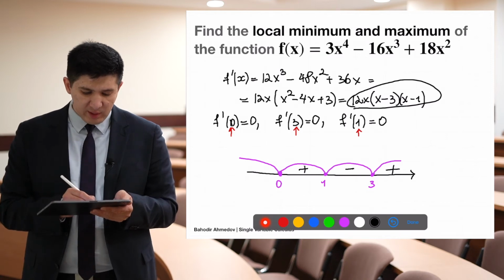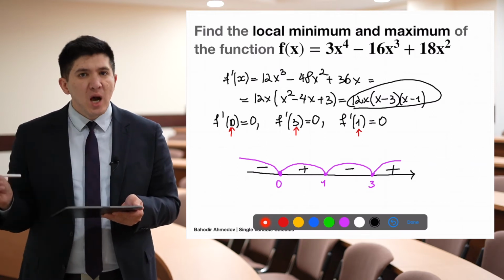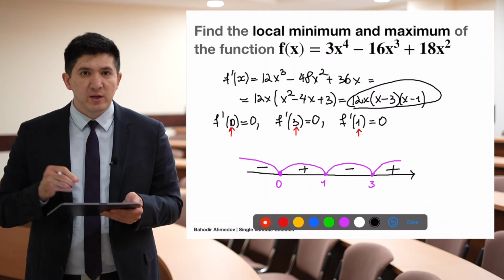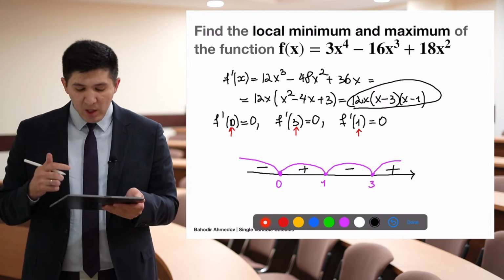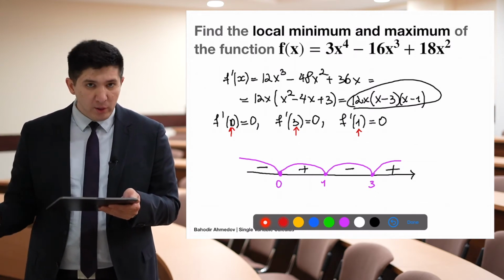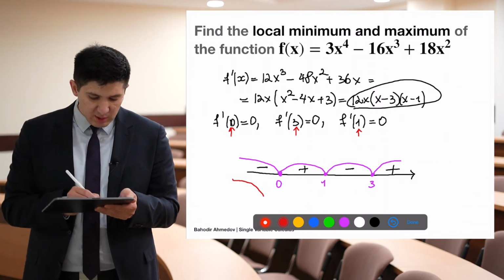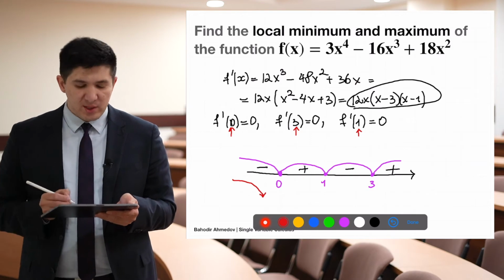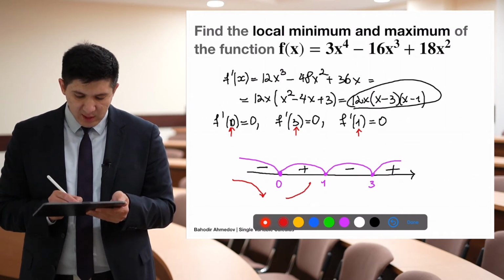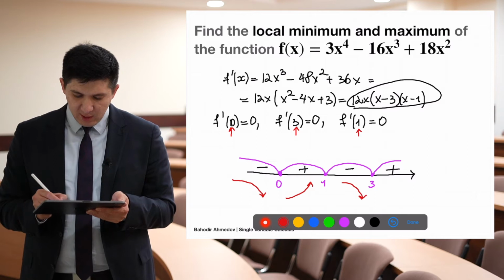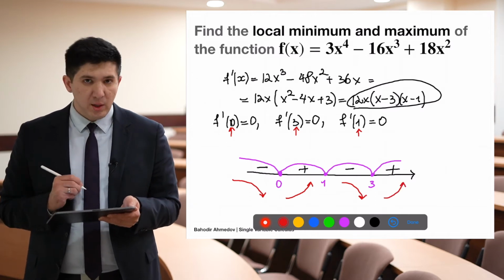Then positive, then negative. If you remember, the sign of the derivative is going to tell us whether the function is increasing or decreasing. So for all of the points from minus infinity up to 0, the function was decreasing because the derivative is negative. Then it is increasing, then again decreasing, then again increasing. Okay?